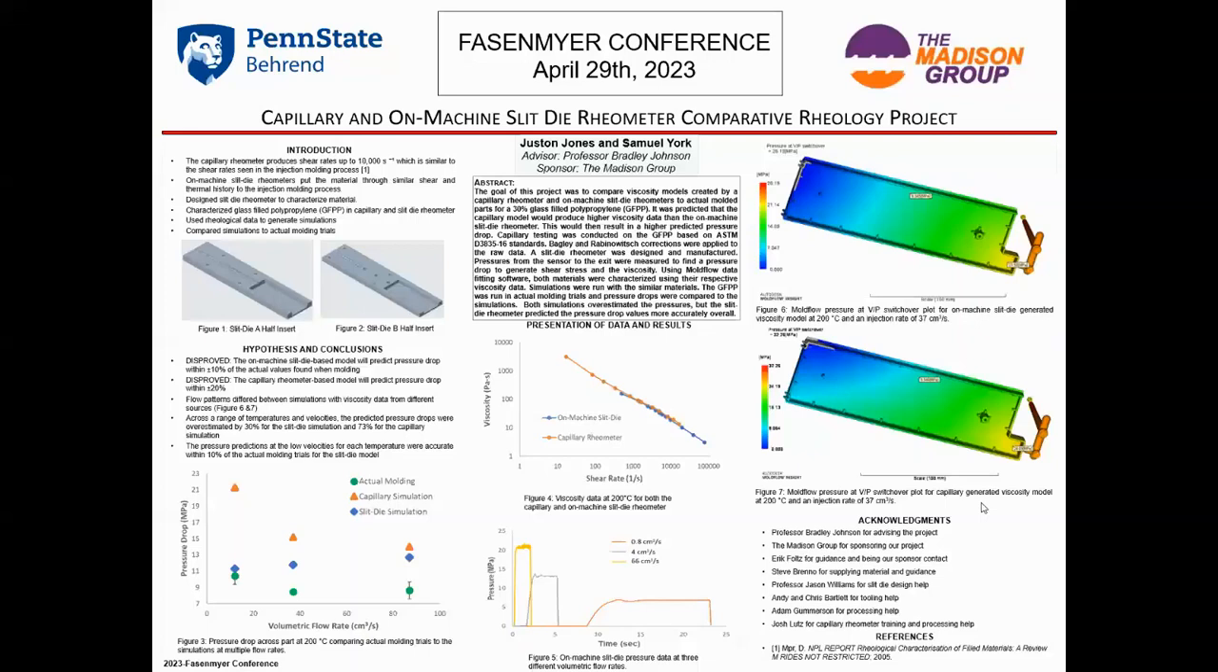molding trials was made. Figure 1 shows the slit die A half insert, and Figure 2 shows the slit die B half insert.